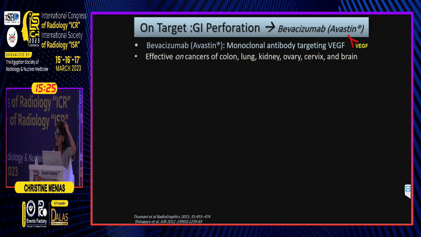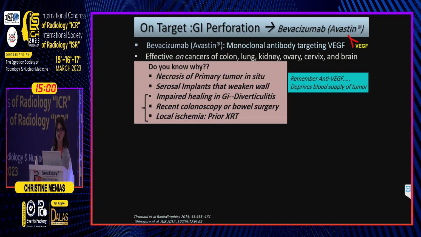All right, one of the things that we do know about bevacizumab, it's an excellent drug. It's a fantastic drug on many cancers: colon, ovarian, glioblastomas, lots of our GI cancers are on bevacizumab. But again, it causes GI perforation. And why does it cause GI perforation? This is what we need to understand in these patients. Well, remember, VEGF deprives the blood supply of the tumor. No blood to the tumor.